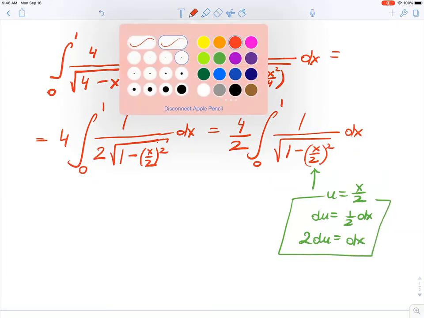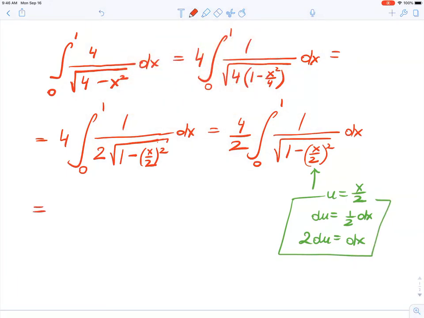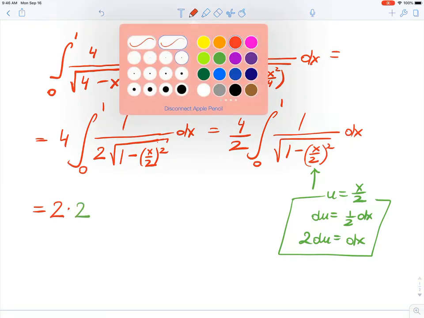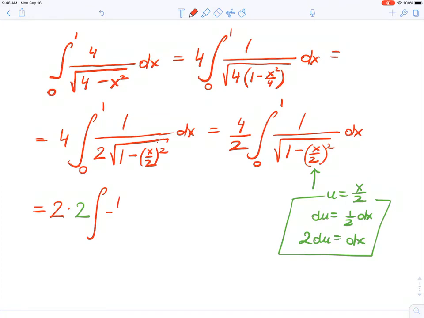Let's rewrite the integral in terms of u. The coefficient in front, 4 over 2, is 2, and we also have the coefficient 2 from the u substitution, and then the integrand 1 over square root of 1 minus u squared, and dx is 2 du, which gives me the green 2 in front of the integral. Okay, 4, and then the antiderivative of 1 over root 1 minus u squared du is inverse sine of u plus the constant.